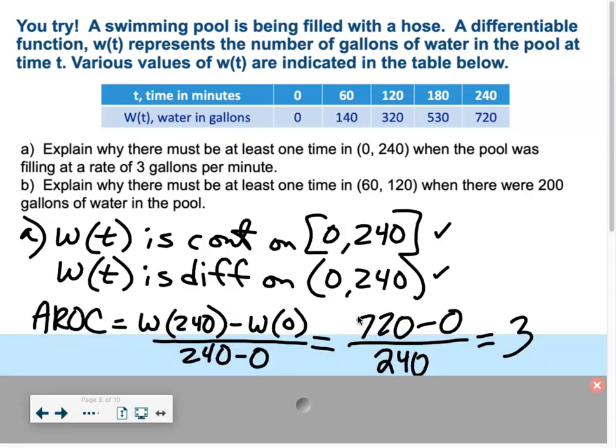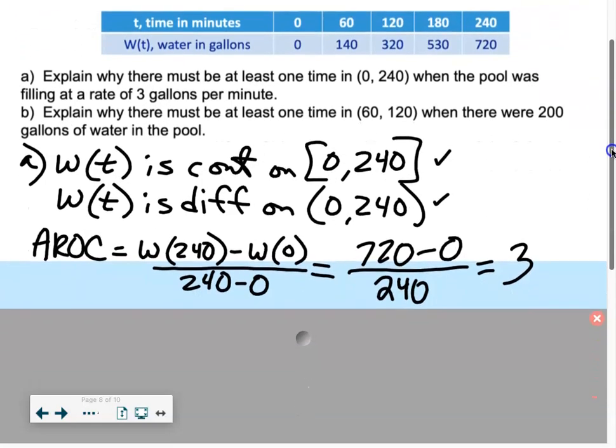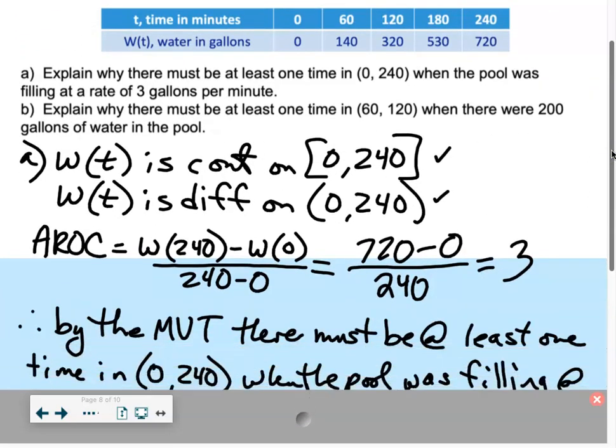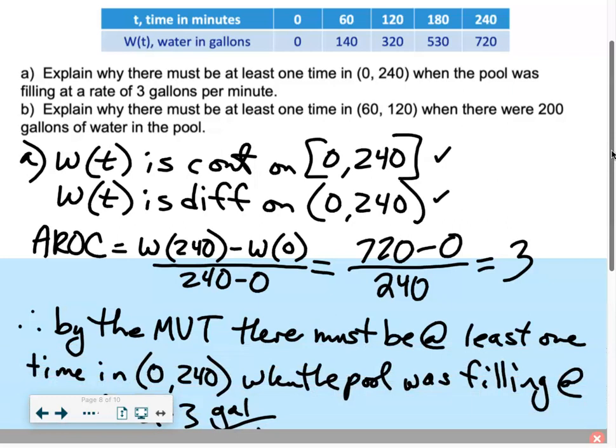So the average rate of change in this problem is 3, but somewhere on your paper you need to write it, right? So you find the average rate of change. It happens to be 3. Yay! Therefore, and then you write your conclusion statement. Therefore, and whenever I write my conclusion statement, I always start with therefore by the insert theorem here, and then I just rewrite the problem as a sentence.